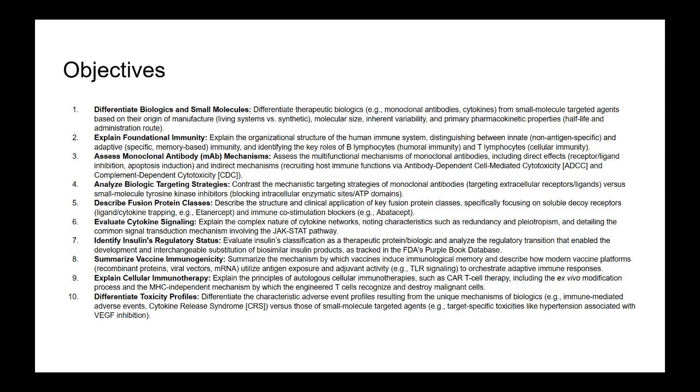Assessing how monoclonal antibodies work involves examining their multiple mechanisms of action. These agents can directly inhibit receptors or ligands, induce cell death through apoptosis, and indirectly recruit immune responses. They do this by engaging host immune functions via mechanisms such as antibody-dependent cell-mediated cytotoxicity and complement-dependent cytotoxicity.